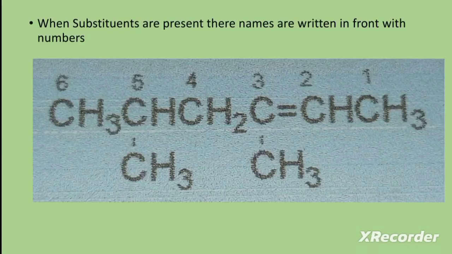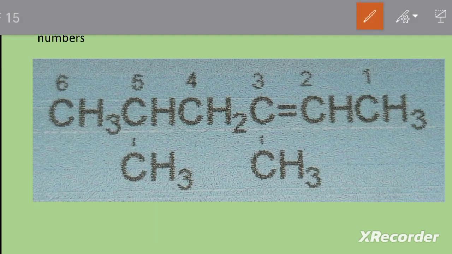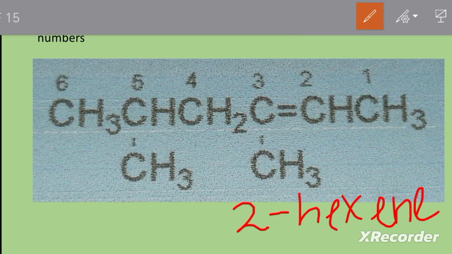And write the name of this compound like this. Here, the second carbon contains a double bond. So, this is 2-hexene. And substituent groups are written in the front. The third carbon contains a methyl group, and the fifth carbon contains a methyl group.